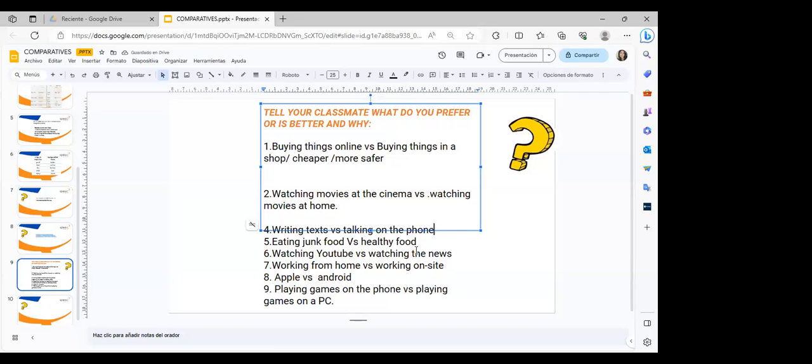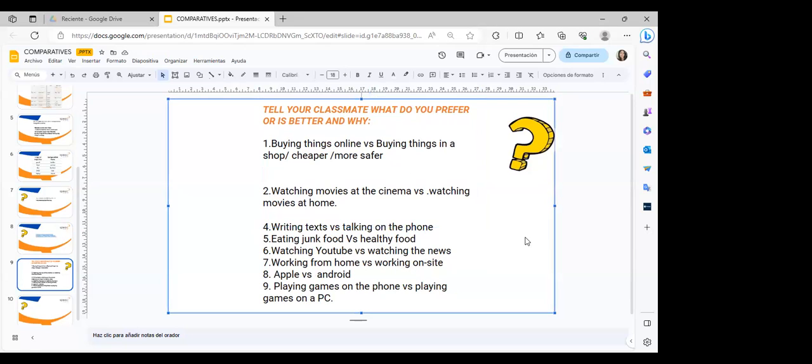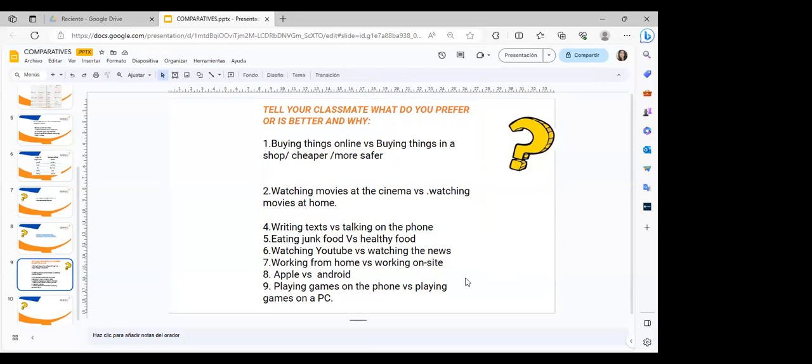I mean, when you write a text, you cannot explain anything that you want to say. When you send an audio, that is easier, faster, and I wouldn't say safer, but yes, it's the best option that we have.